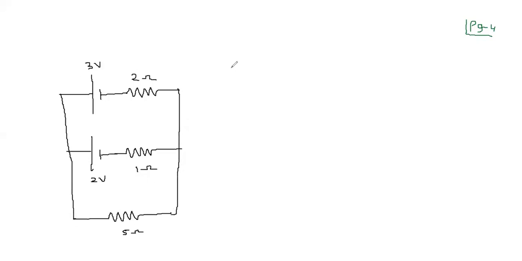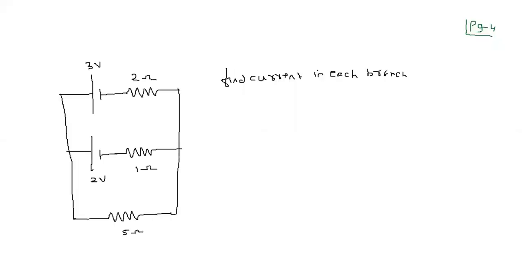The question is find current in each branch. It is a given question. So for the beginners, what is the advice? First name the junctions. It is junction A, B, C, D, E, F, G, H.